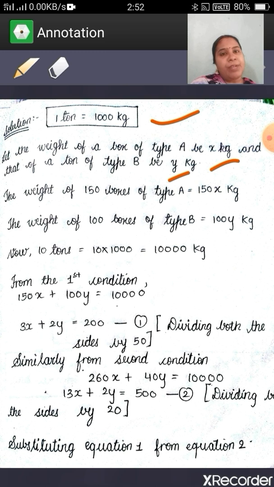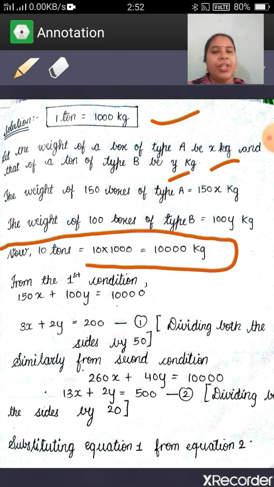Similarly, as I have explained in the previous slide, 150 boxes of type A will be 150 into x, now in kgs. And 100 boxes of type B, that is 100 into y kgs. Now that was equal to 10 because it was in tons. I told you to convert it into kgs. So this is the conversion, and this is the very important step of this sum: 10 into 1000, it will be 10,000. So now, according to the first condition, 150x plus 100y is equal to 10,000.